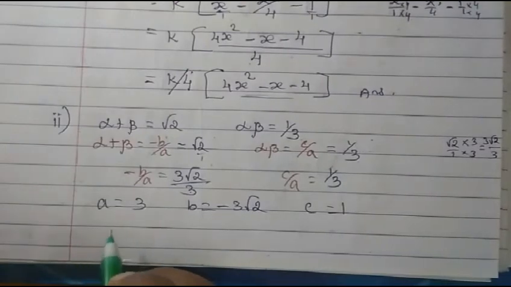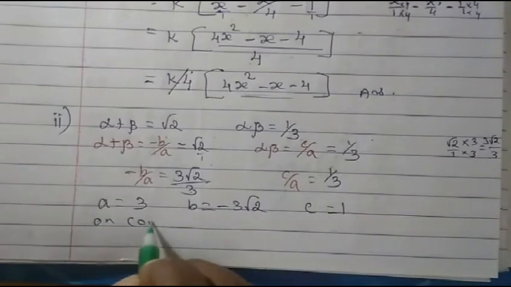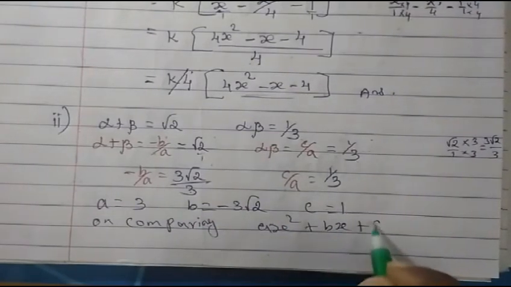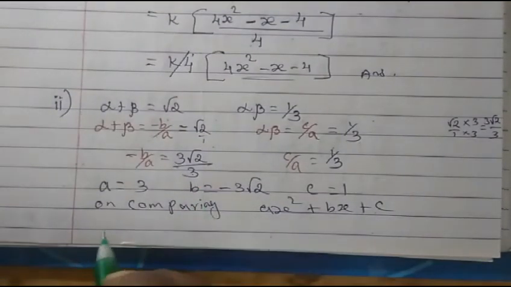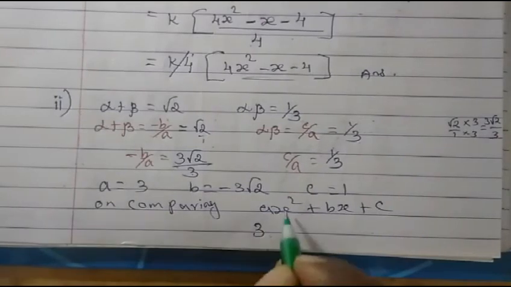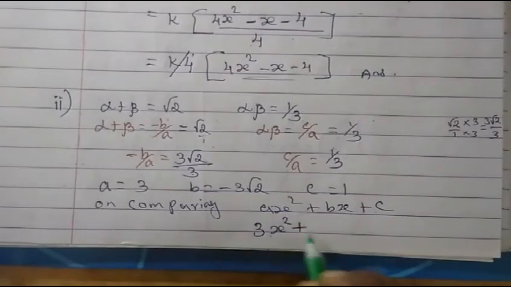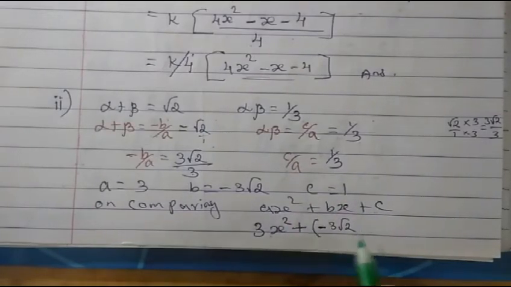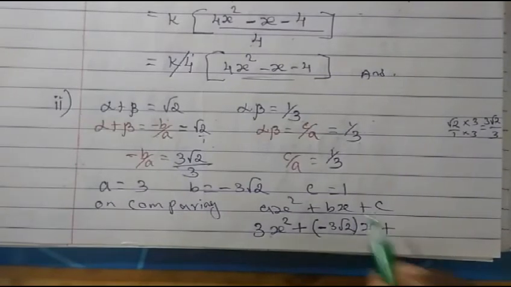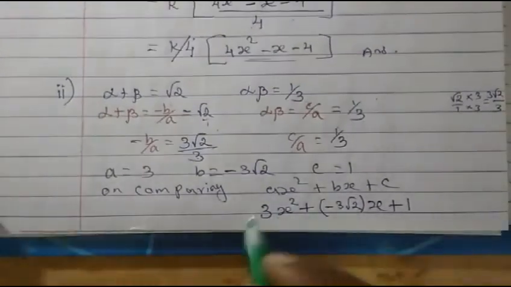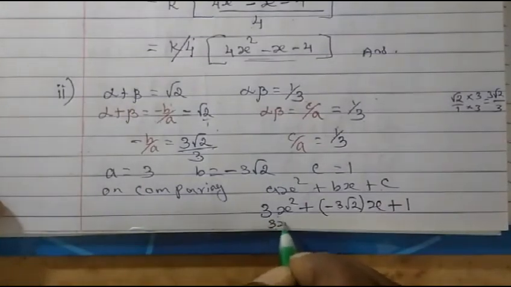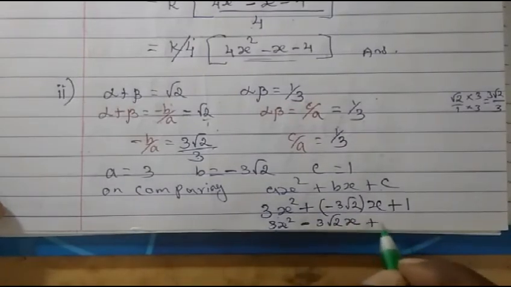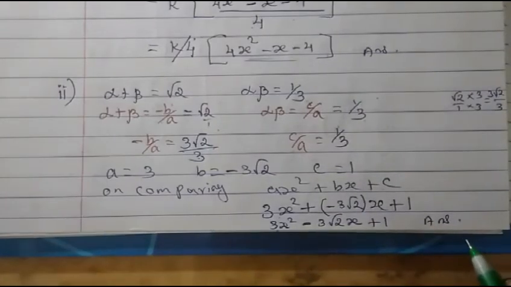So now you write the quadratic polynomial, on comparing, ax square plus bx plus c. So in the place of a, what we have? a we have 3. So that means 3x square plus b, what we have? b is minus 3 root 2. x we write as it is. Plus c is what? 1. So now what we will get? We will get 3x square plus into minus, minus 3 root 2 x plus 1. So this is our answer.